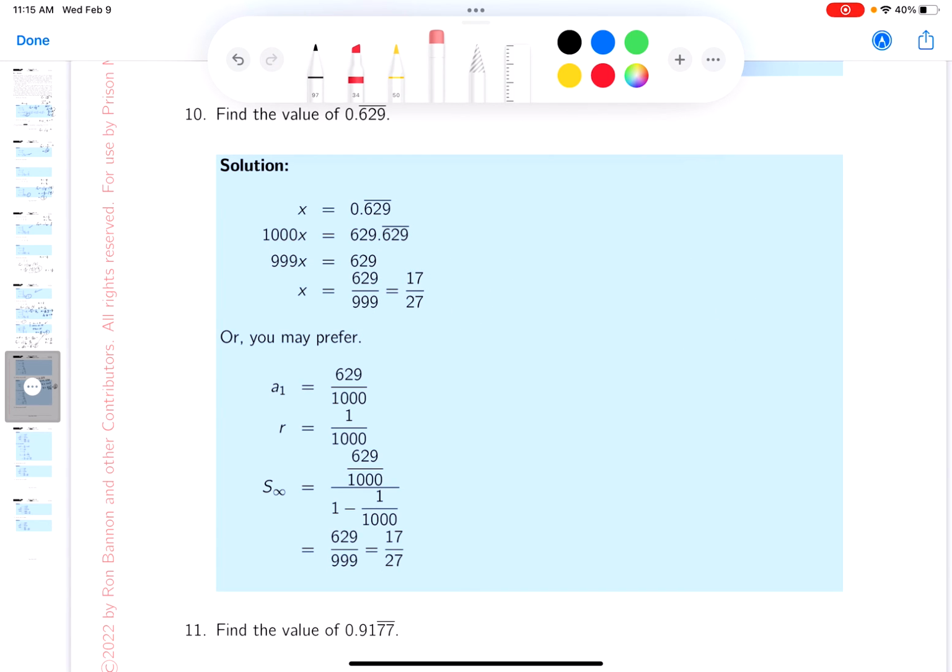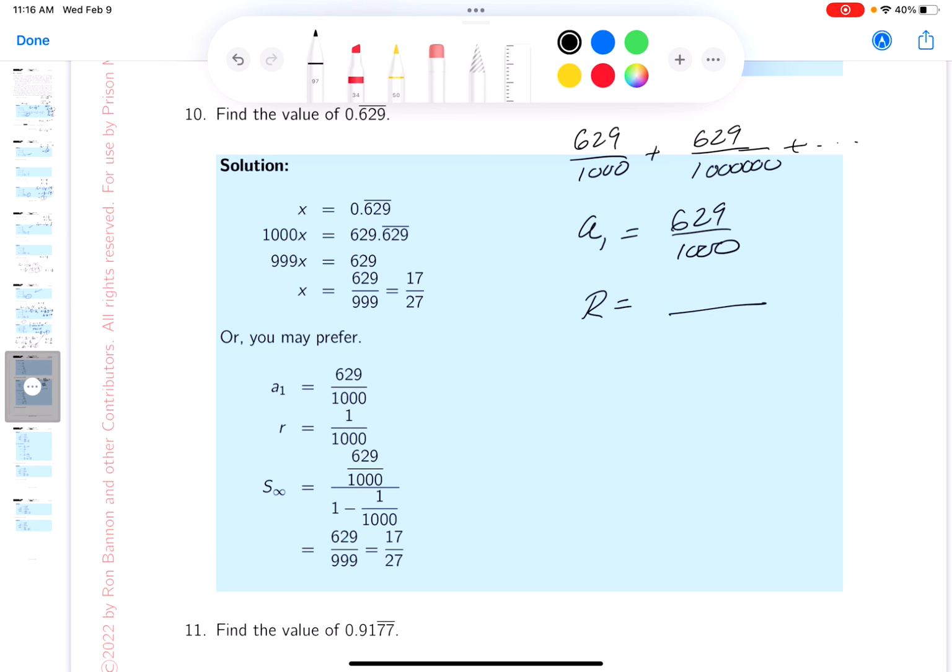What they prefer is to write down the geometric formula for that. And the understanding of that is, you've got 629 over 1,000 plus 629 over 1,000,000. You get the idea. So what would the a1 be? 629 over 1,000. What's the r going to be? 1 over 1,000. I write the formula down, S infinity for an infinite geometric series. It's a1 over 1 minus r, which is 1 over 1,000.